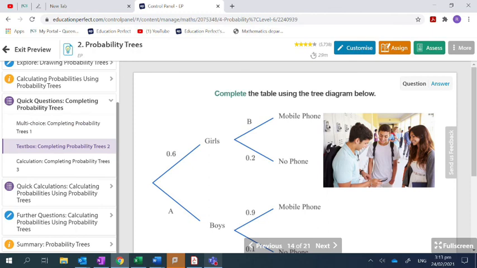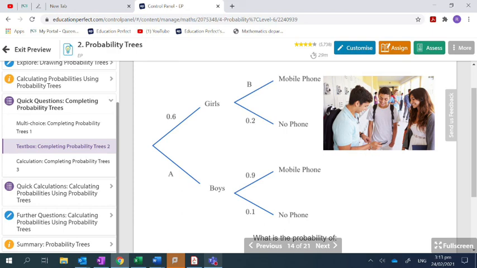So complete the table below. You've got all the information you need. Go!